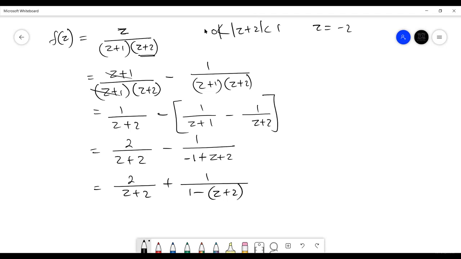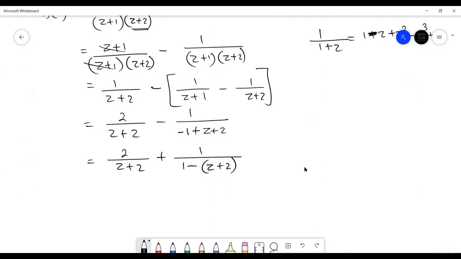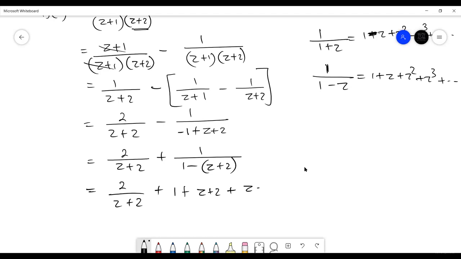Now we can write the Taylor series for this. We already know 1 over 1 plus z can be written as 1 minus z plus z squared minus z cube, and in this manner we can write the Taylor series expansion. So 2 over z plus 2 plus 1 minus, here it is plus. And again, we know for minus also, 1 over 1 minus z is easy: 1 plus z plus z square plus z cube. This goes on easily. So 1 plus z plus 2 plus z plus 2 squared plus z plus 2 cube, and it goes on.